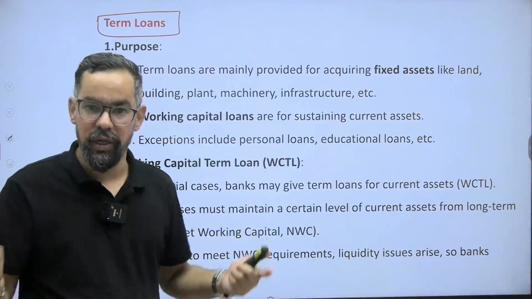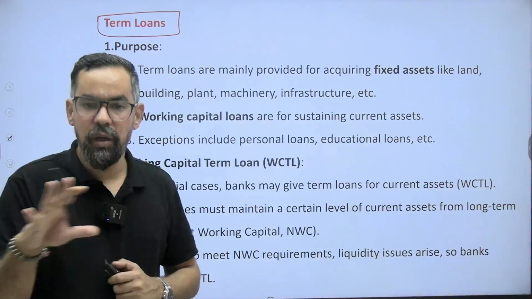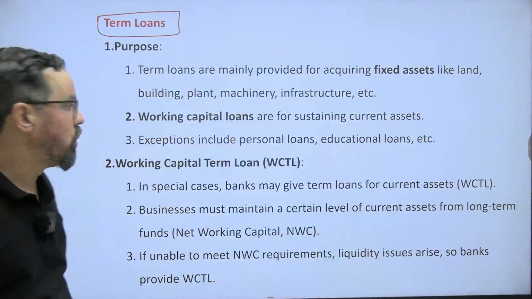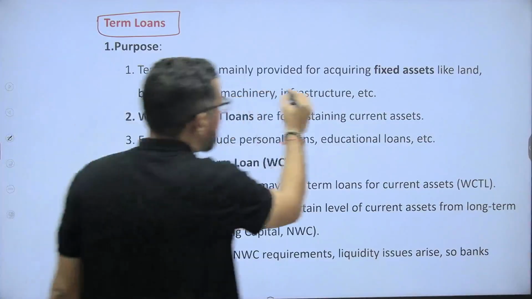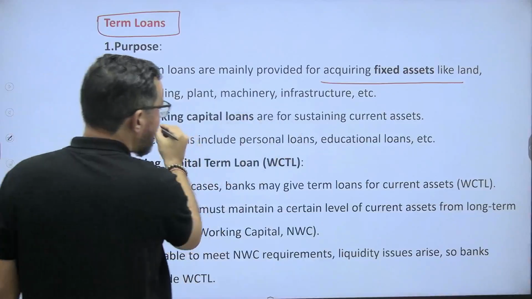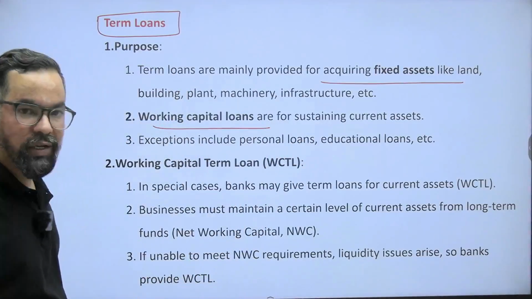For working purposes, we have working capital term loans. That is for the operations or day-to-day requirements. But this one is generally for the long-term period. Term loans are mainly provided for acquiring fixed assets like land, building and others. Working capital loans are for the current assets or the day-to-day activities of that business.